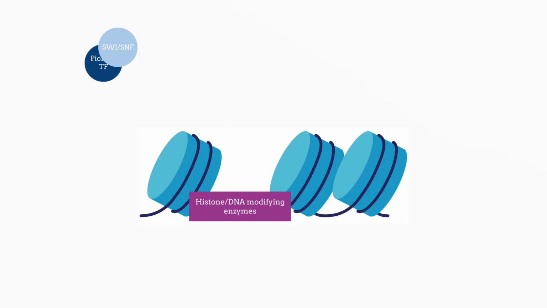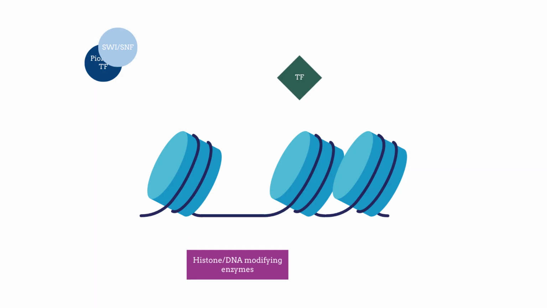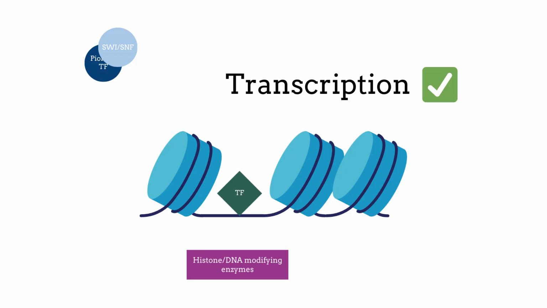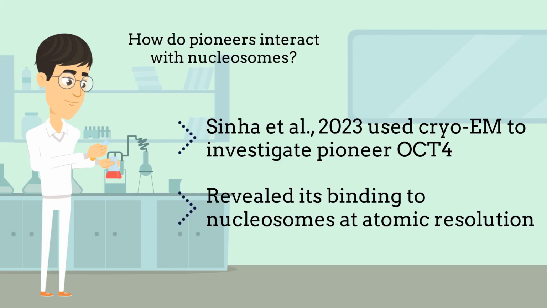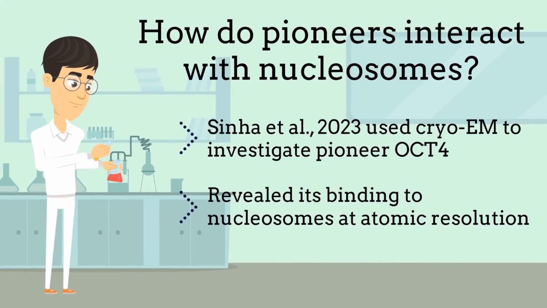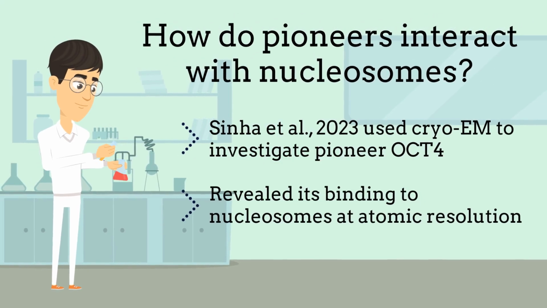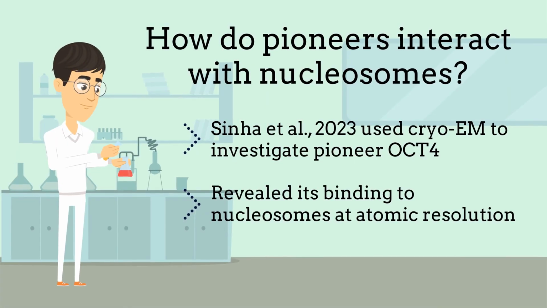They also attract enzymes such as P300/CBP and MLL3/4 that add activating histone modifications and sometimes promote DNA demethylation. Together, these changes convert inaccessible chromatin into active enhancer elements, ready for gene transcription. Now, let's look at recent atomic level discoveries about how pioneers interact with nucleosomes.